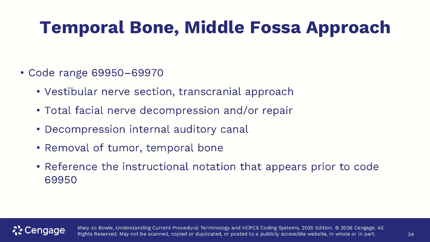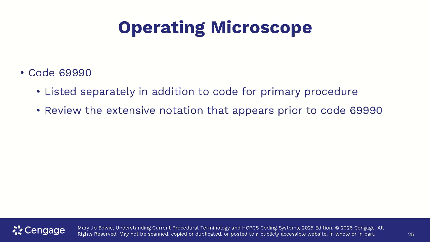Temporal bone, middle fossa approach. These procedures in this particular range include vestibular nerve section, facial nerve decompression of the auditory canal, and removal of a tumor. And last, and certainly not least, the operating microscope code.